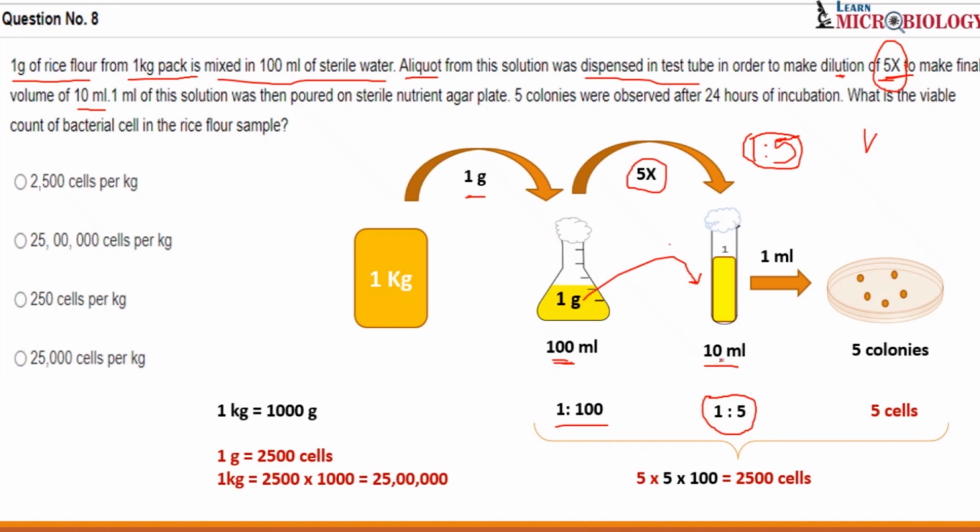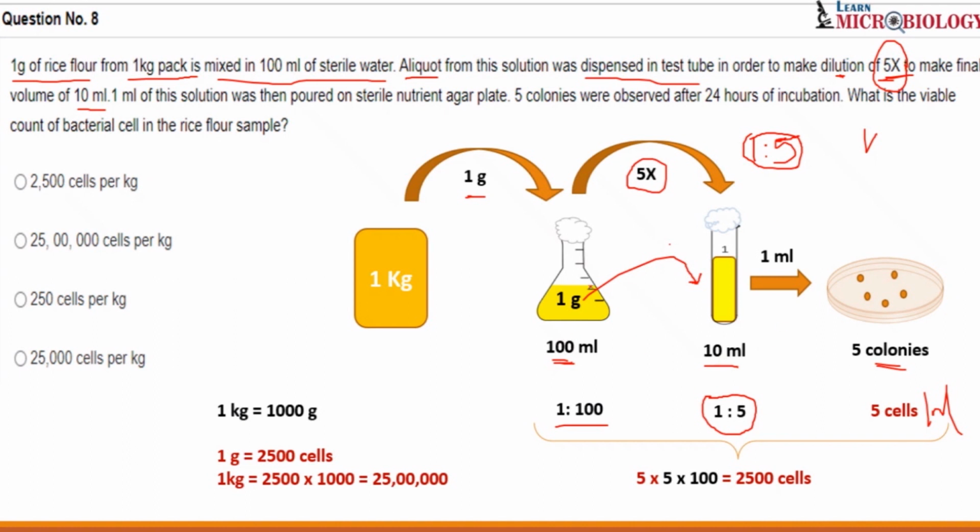So now what we got: we took 1 gram of the flour and mixed it with 100 ml water. We have a solution of 1:100 dilution, and from that we took something and made a solution of 10 ml, and we got a 1:5 dilution. So we have two dilution factors ready with us, correct? Now we take this liquid, this 1 ml, as we usually do for our pour plate technique. We put 1 ml on the nutrient agar plate, and after 24 hours you have got 5 colonies. So this is 5 colonies per ml of this 10 ml liquid, okay?